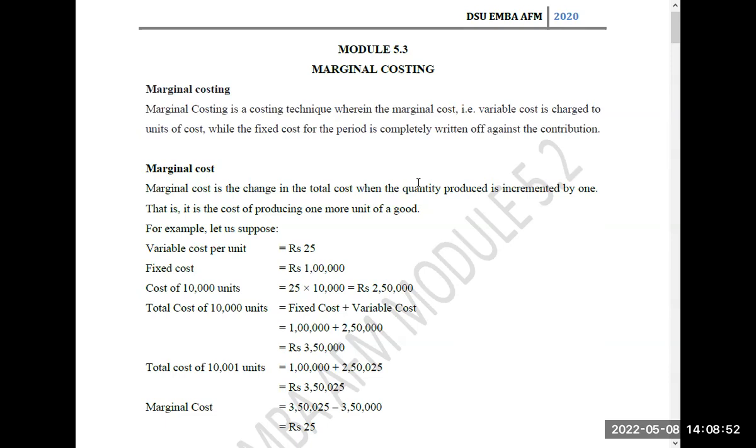Suppose I want to construct only on 600 square feet. That time my cost is reducing to 60 lakhs. Okay, so if the cost is like this for your product, that cost is called variable cost. Variable cost is one which varies according to the volume of production.